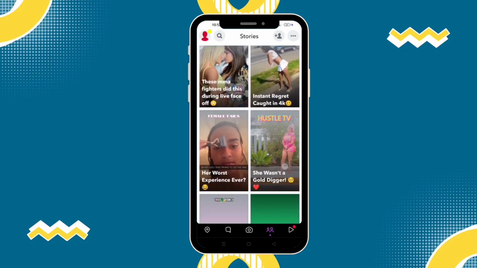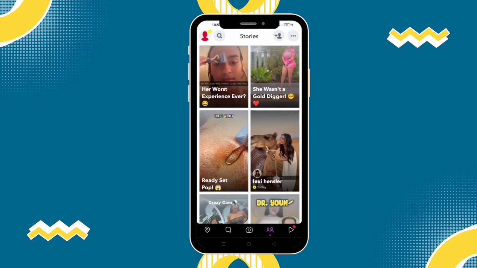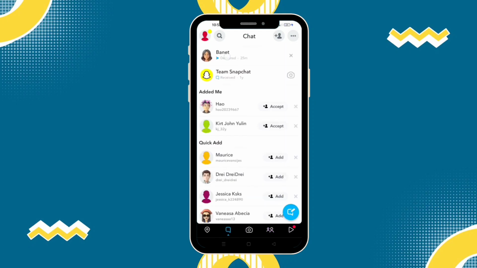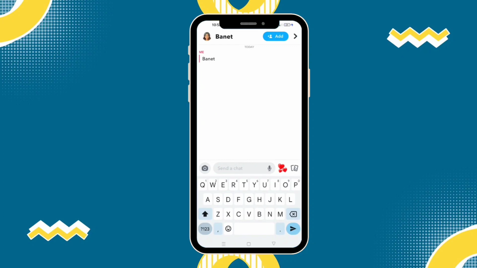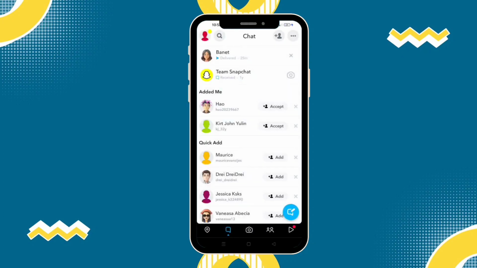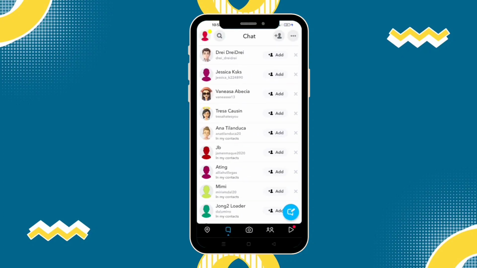The game feature entertained a lot of Snapchat users, but recently many users noticed that the feature is no longer available, leading them to wonder what happened and why it's suddenly gone. So here's what you need to know about the feature.